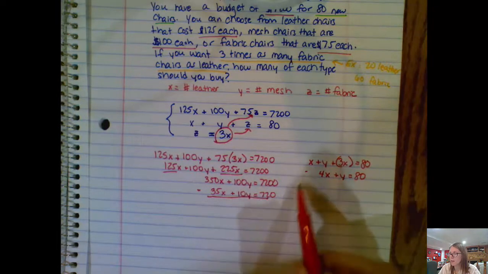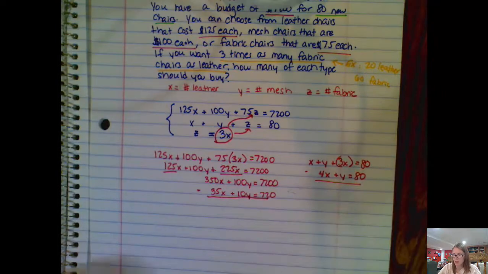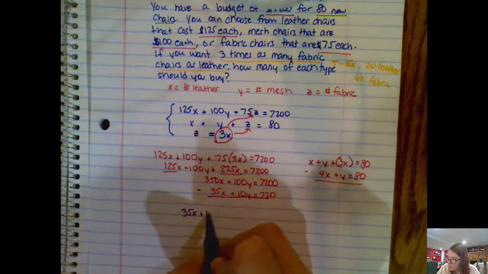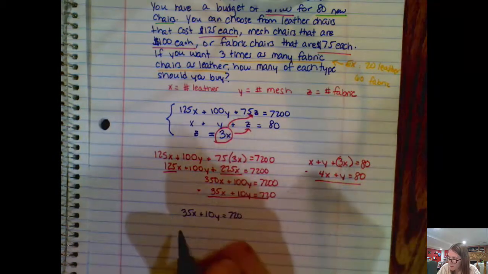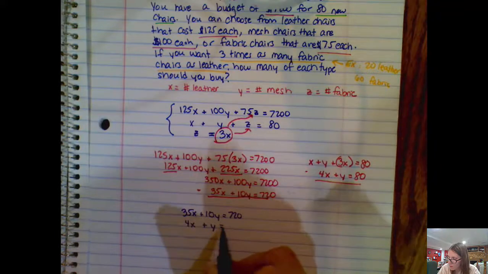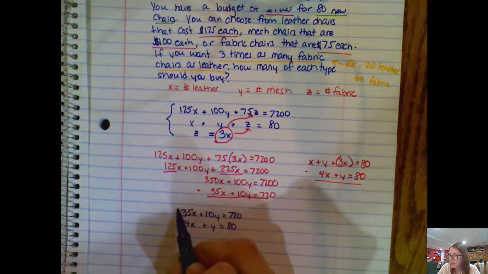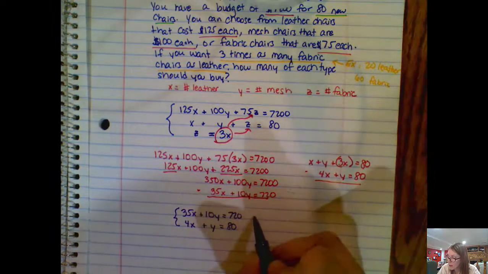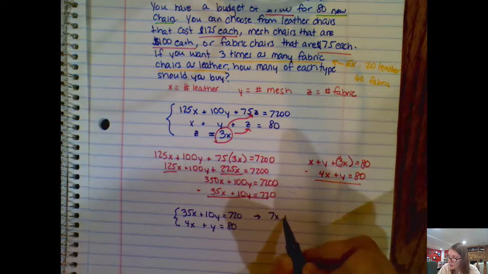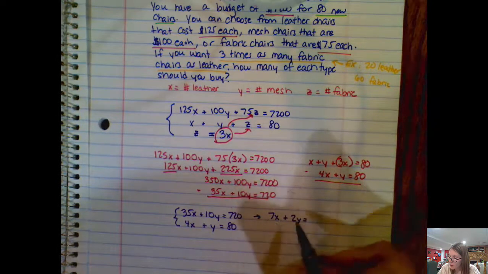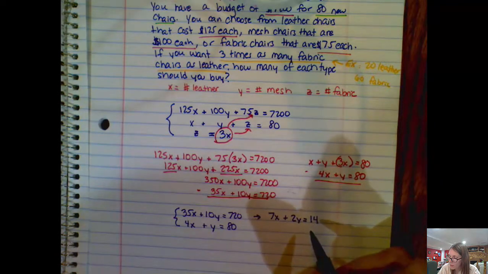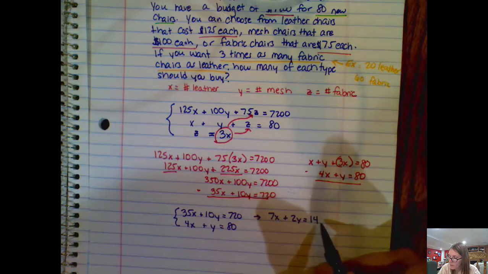Let's look at these two equations now. These two equations have two variables. Let's solve these together. Like I mentioned, that top equation, I can divide by 5. I'm going to do that just to make my numbers a little bit easier to work with. And that would give me 7x plus 2y equals 144.